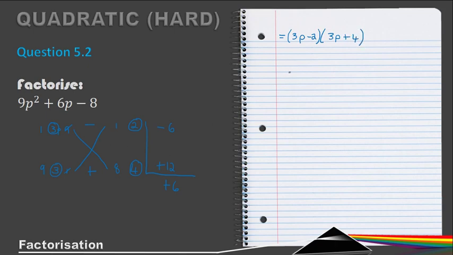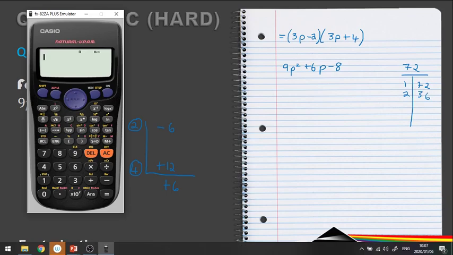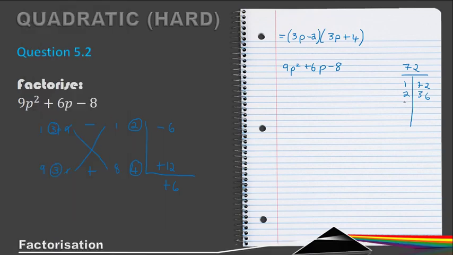Now for the second method, I'm just going to copy this again, 9p squared plus 6p minus 8. Then we have 9 times 8, that gives us 72, and to list the factors of 72, we have 1 times 72, 2 times 36, and then 3, so let's say 72 divided by 3, this gives us 24, so 3 times 24.